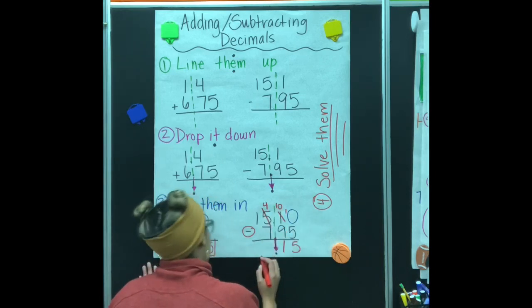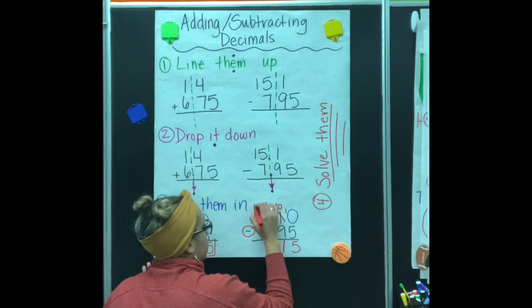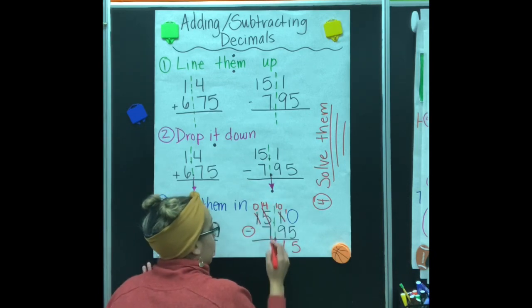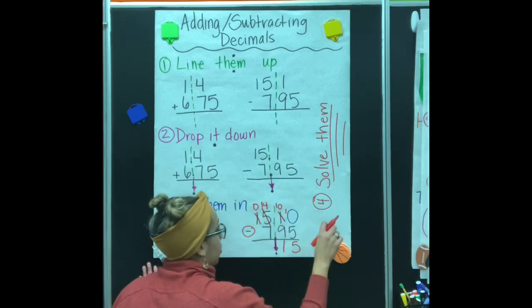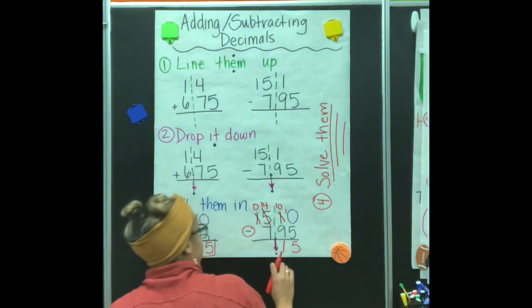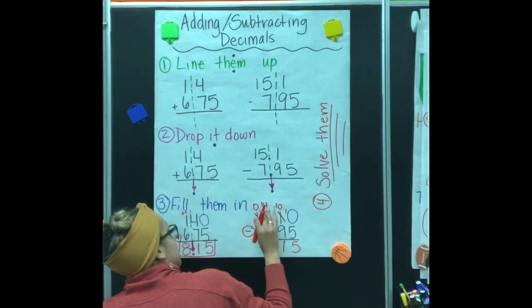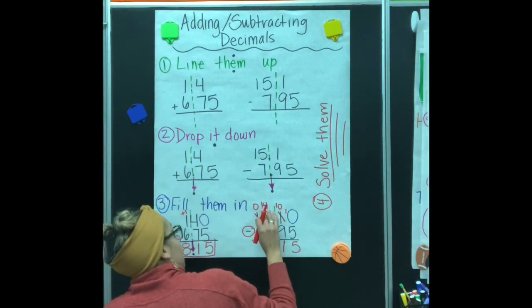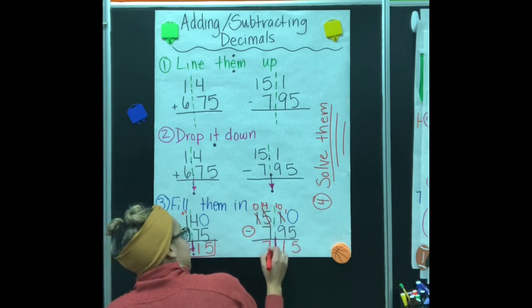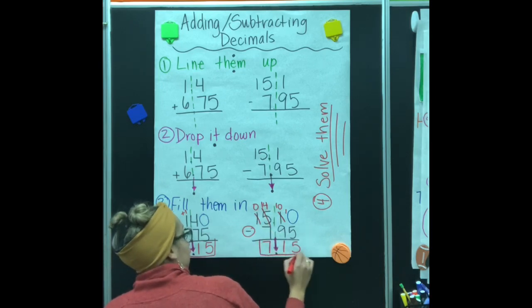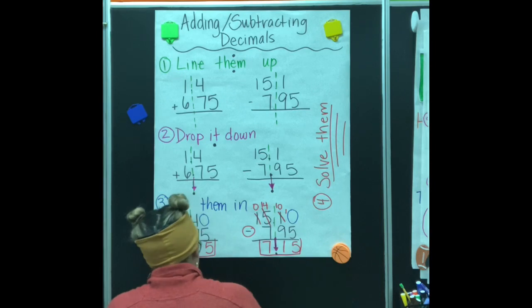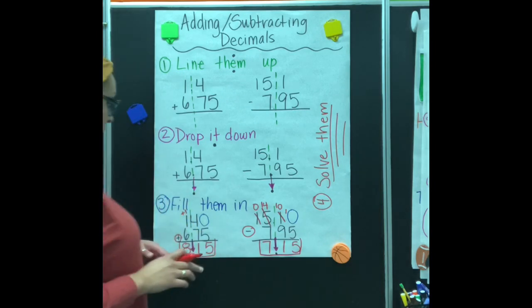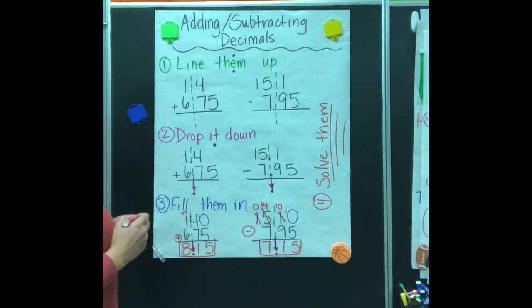4 minus 7, I can't do it. I have to regroup and borrow. So I borrow a group of 10. And this becomes 14. 14 minus 7 is 7. My answer is 7 and 15 hundredths.